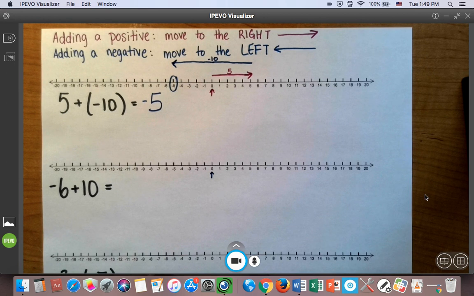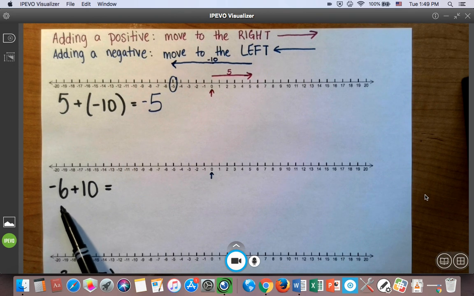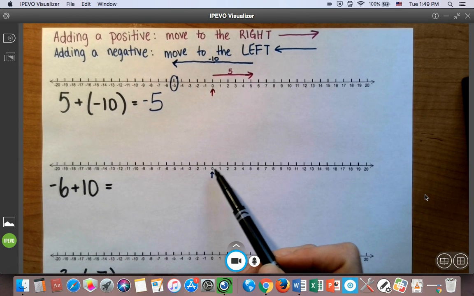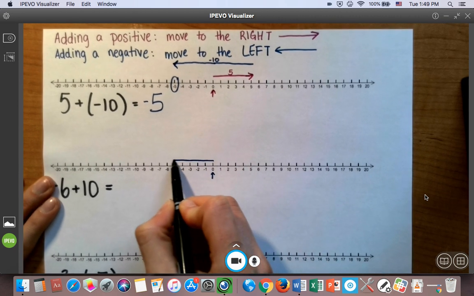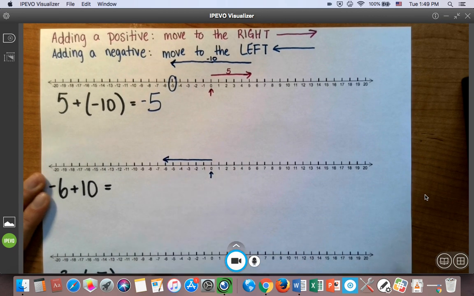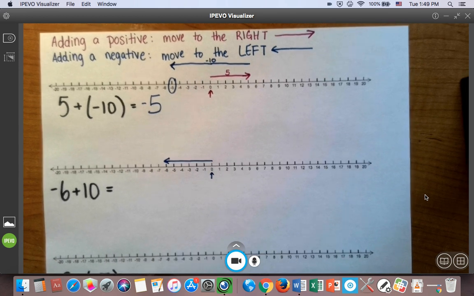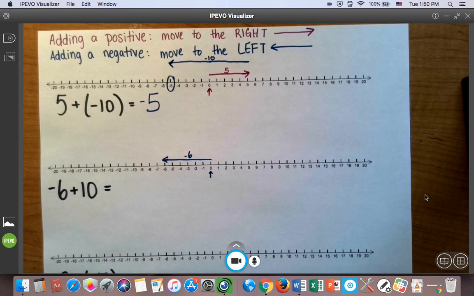And then you're looking at your first number and you're going to say, well, my first number is negative 6, which means I need to draw my first arrow starting at 0. I need to draw my first arrow to negative 6, which is right here, to the left to -6. Again, I'm going to label my arrow with -6 just so I can keep track.